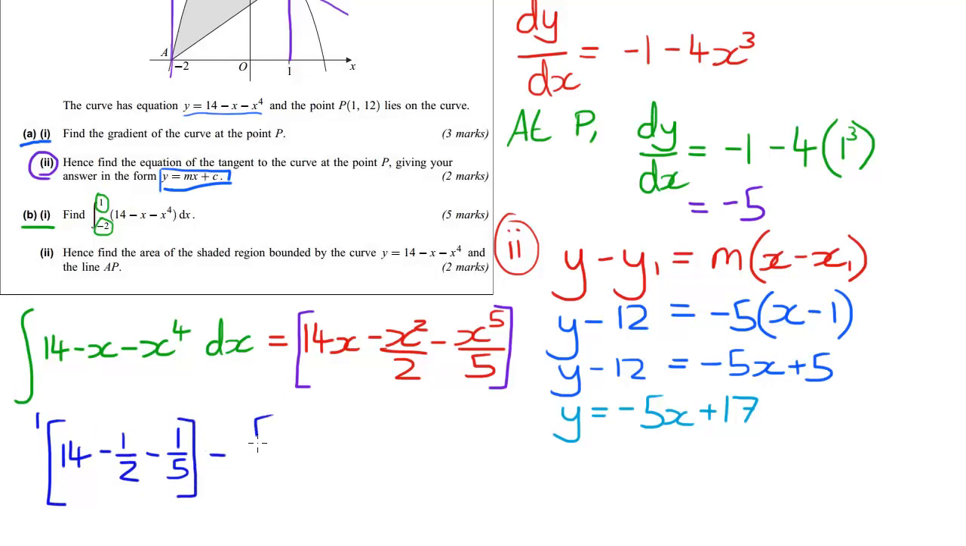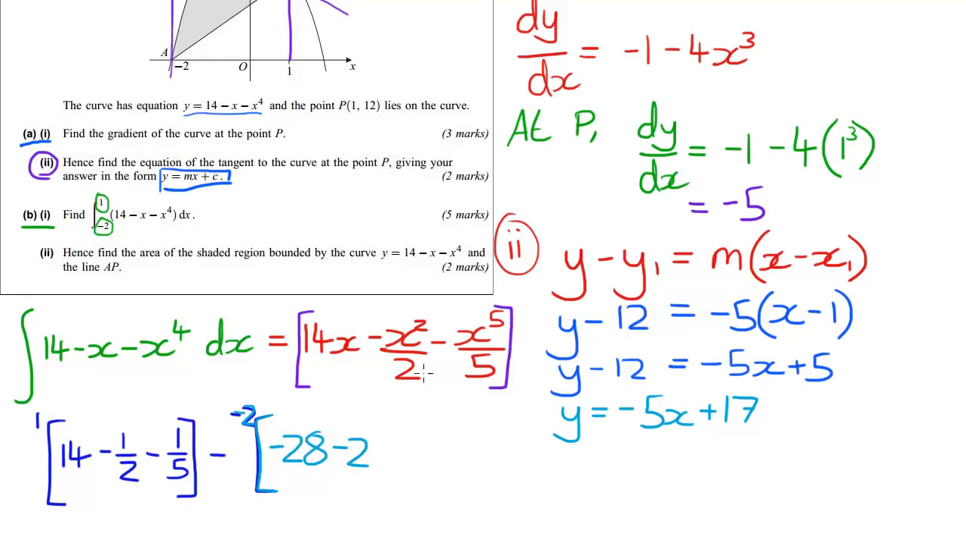Then we're going to take away what we get when we put minus 2 in there. Let me use another colour actually for that. This lighter blue. So what happens when we put minus 2 in there? Well, we're going to get minus 28. Then we're going to get minus 2 squared, which is 4. So minus 4 over 2, which is going to be minus 2.